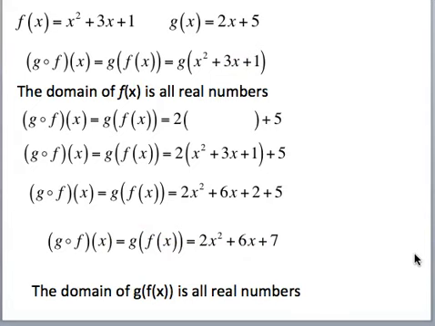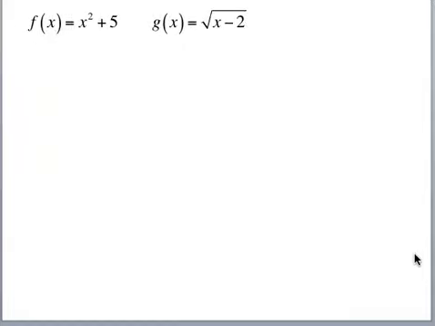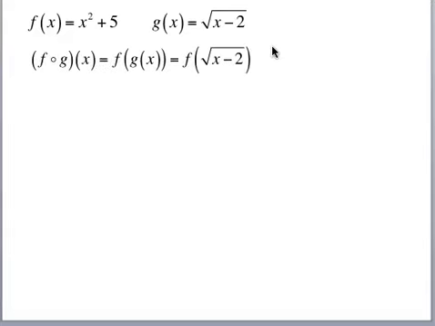It's not the case with our next example, because what I have here is f of x is x squared plus 5, and g of x is the square root of x minus 2. Recall, you can only take square roots of non-negative numbers. So x minus 2 has to be greater than or equal to 0. It is not fair to plug 1 in. It is not fair to plug 0 in. It is not fair to plug in any negative number. So the domain of my inside function g will be values that are greater than or equal to 2.